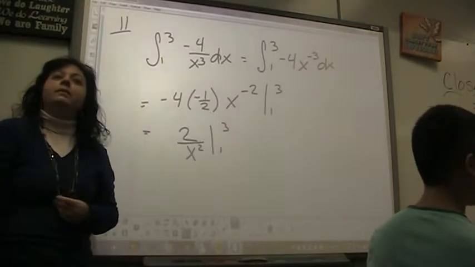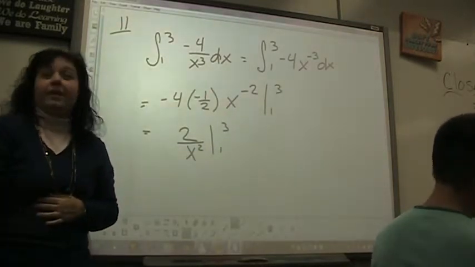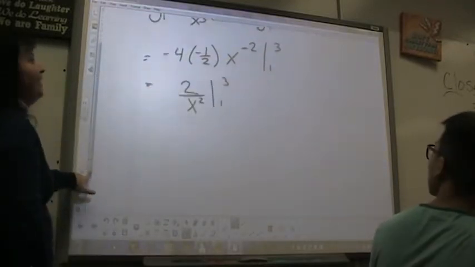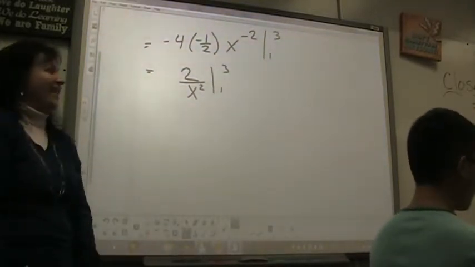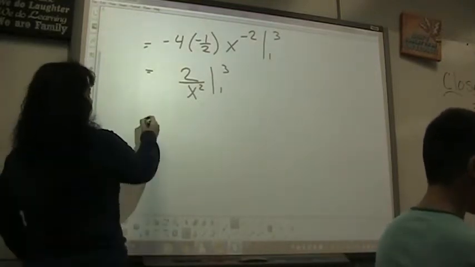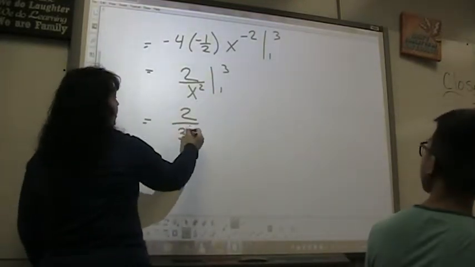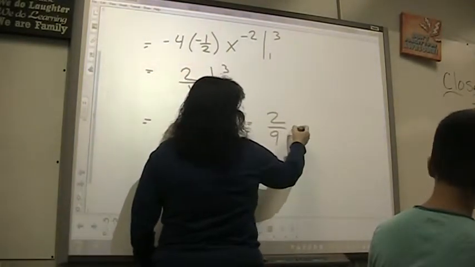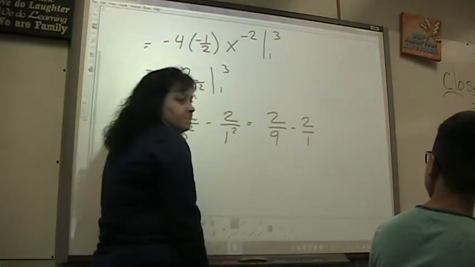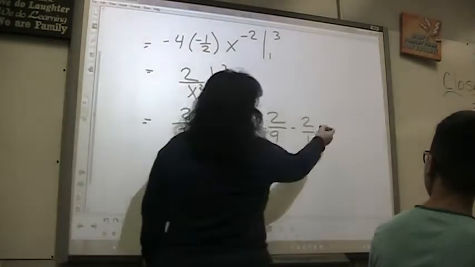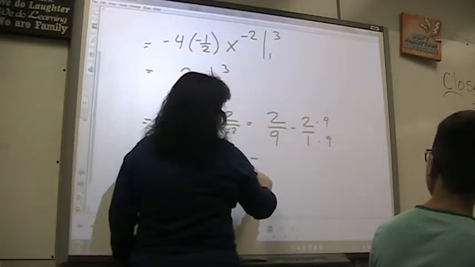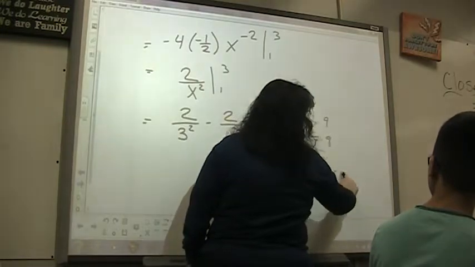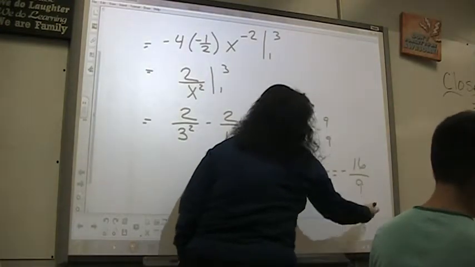God bless America. Y'all have fun. I got LNs of 100 and somethings. Remember when I asked you that? That was mine. So 2 over 3 squared minus 2 over 1 squared. So 2/9 minus 2 over 1. Multiply by 9. Multiply by 9. And you just get -16 over 9.